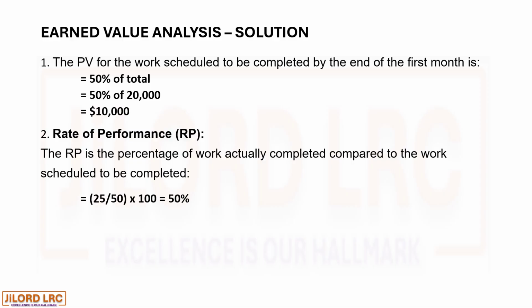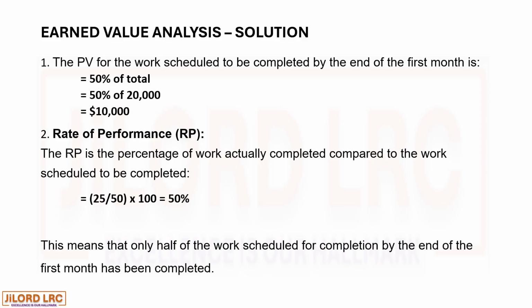So the actual, which is 25, divided by the schedule, which is 50, times 100, giving us 50%. So the rate of performance is 50%. This means that only half of the work scheduled for completion by the end of the first month has been completed.